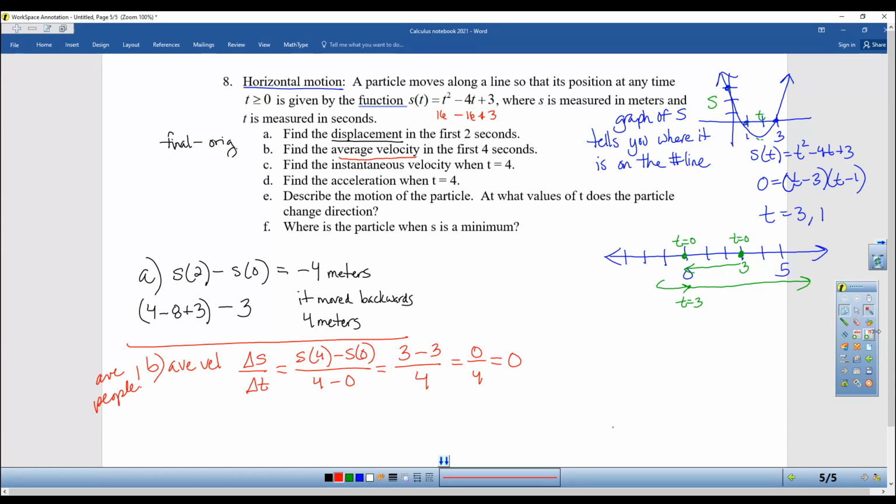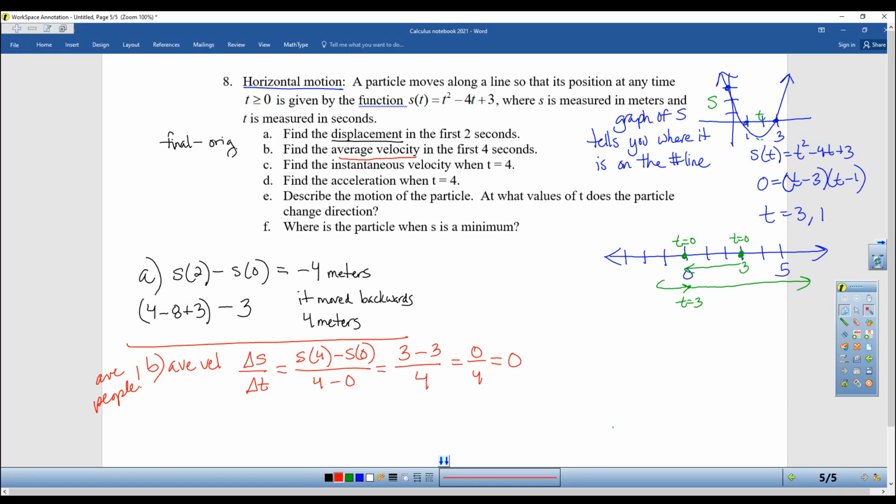So this looks a little funny. People sometimes struggle with this concept. They say, well, that can't be the average velocity because I know it was moving. It definitely had a velocity. No, it definitely had a speed, because speed doesn't account for positive and negative.